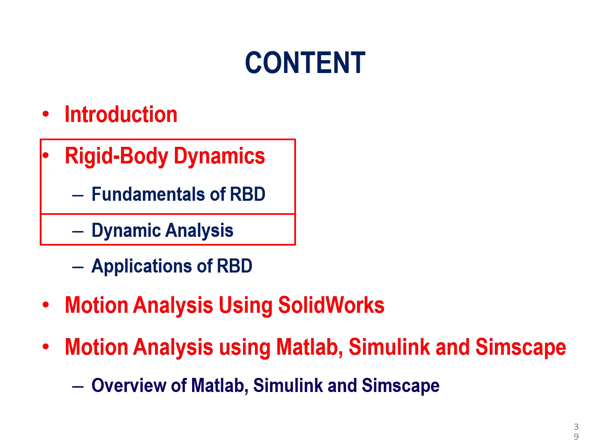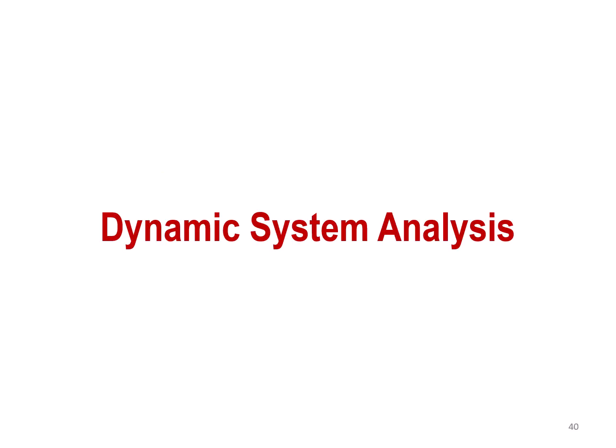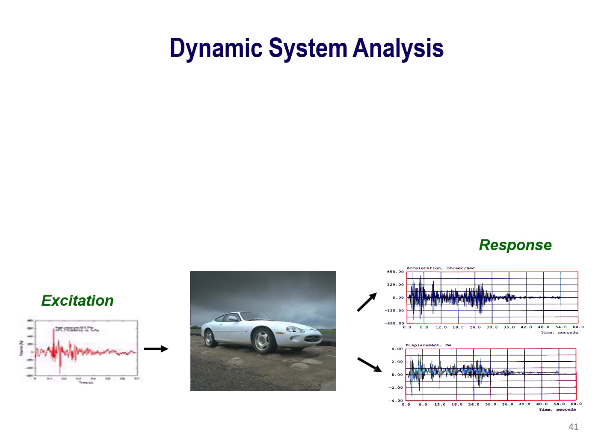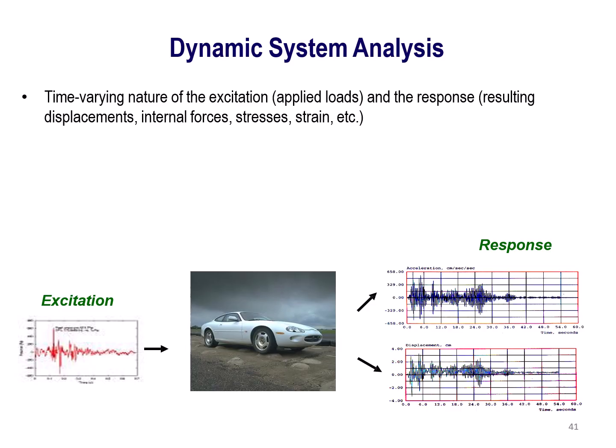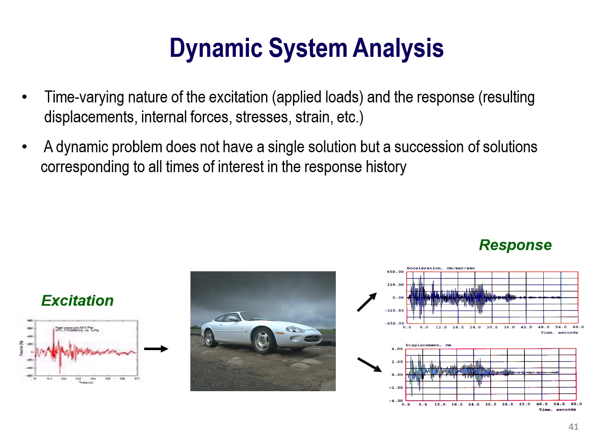Now let's go to the fundamentals of the RBD. Now we're going to the dynamic analysis of the system. So in dynamic system analysis, you know that we're always going to have a time-varying nature of the excitation applied, which is the applied loads, and the response, which results in displacement, internal forces, stresses, strain, and so on. A dynamic problem does not have a single solution, but is going to have a succession of solutions corresponding to all times of interest in the response history.